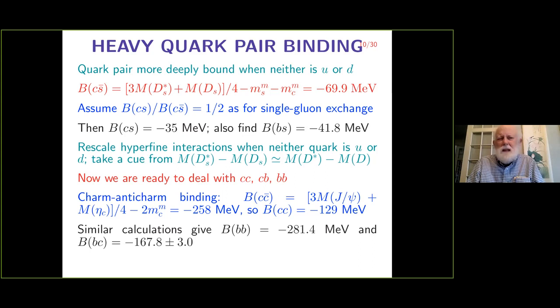So we also did the same for BS, minus 42 MeV for BS. That was a scaling from minus 83 MeV for BS bar. So once we estimated the extra binding for a heavy quark pair, such as CD, CB, and BB, then we're ready to deal with those in, let's say, a CCU state. And in particular, the binding energy for CC was estimated to be minus 129 MeV. And that was a crucial ingredient in our prediction of this CCU mass. Next slide, please.